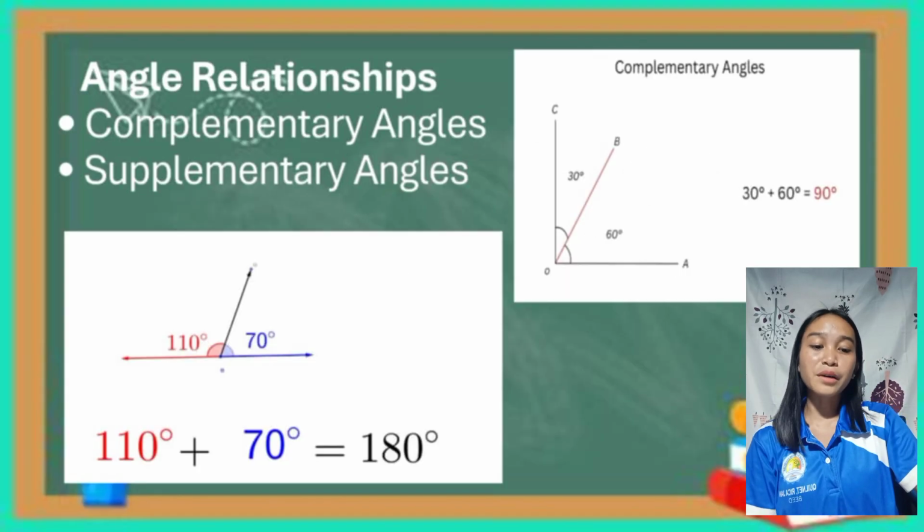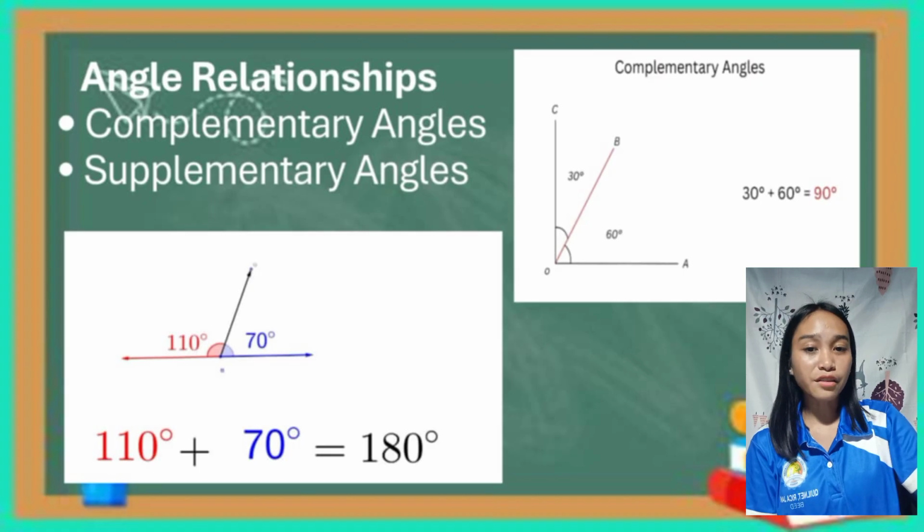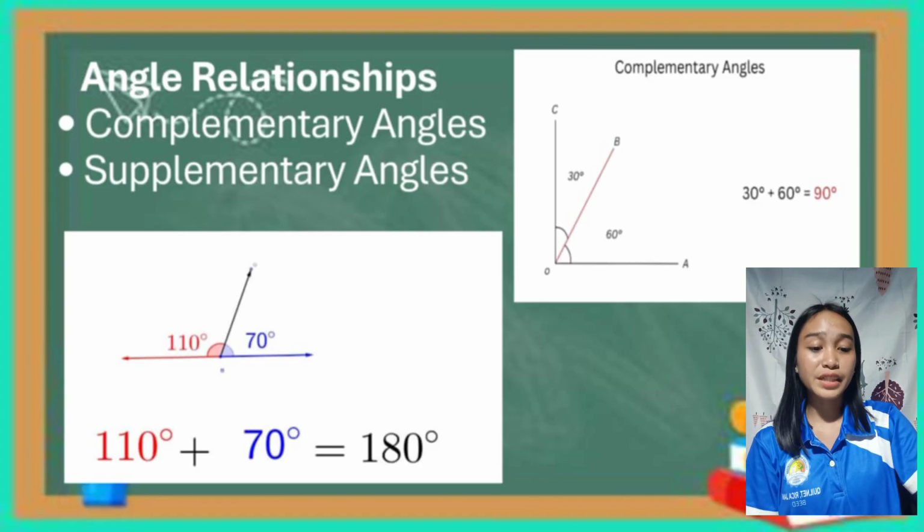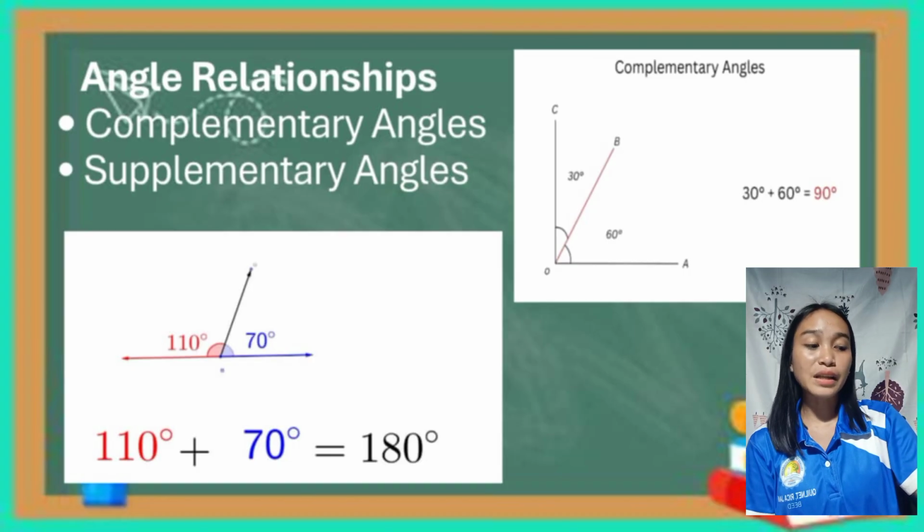And also, we'll talk about angle relationships. So first, we have complementary angles. This is two angles whose sum is 90 degrees. For example, 30 degrees plus 60 degrees is equal to 90 degrees. And also, we have another type of angle relationship, which is supplementary angles. Two angles whose sum is 180 degrees. For example, 110 degrees plus 70 degrees is equal to 180 degrees.